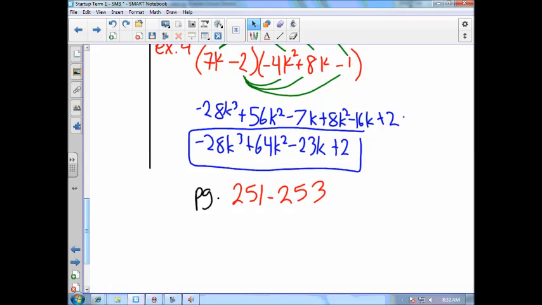251. Open your books to 251. So this means every problem on 251 through every problem all the way through the end of 253. So the whole page on 251. Then we flip it over, and you're doing the whole page on 252 and the whole page on 253.